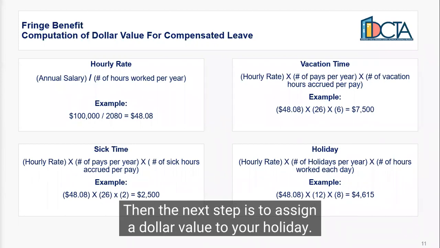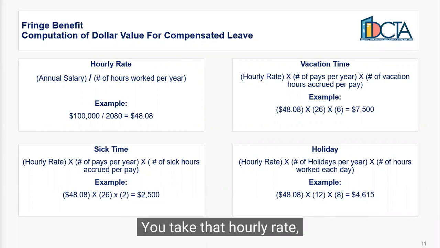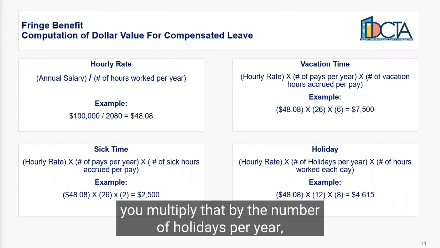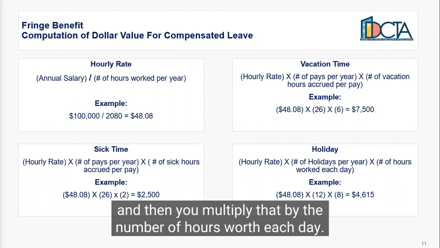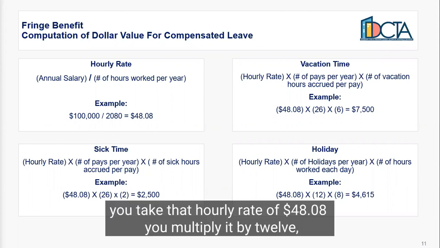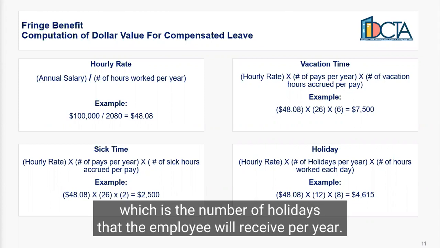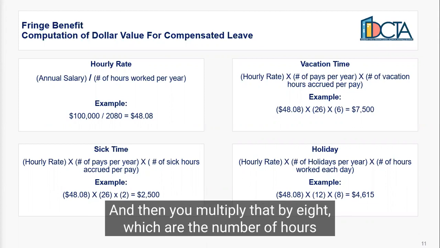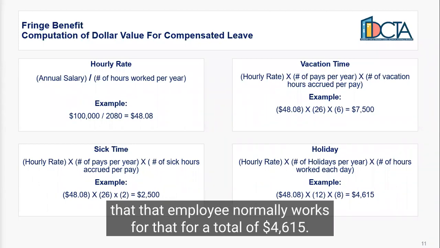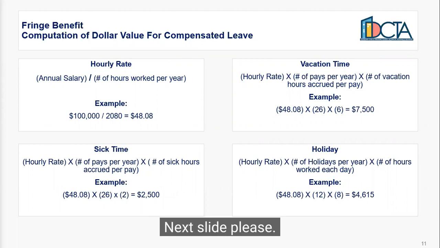Then the next step is to assign a dollar value to your holiday. You take that hourly rate, multiply that by the number of holidays per year, and then multiply that by the number of hours worked each day. So in our example, you take that hourly rate of $48.08, multiply it by 12, which is the number of holidays that the employee will receive per year. And then you multiply that by 8, which are the number of hours that that employee normally works a day, for a total of $4,615. Next slide, please.